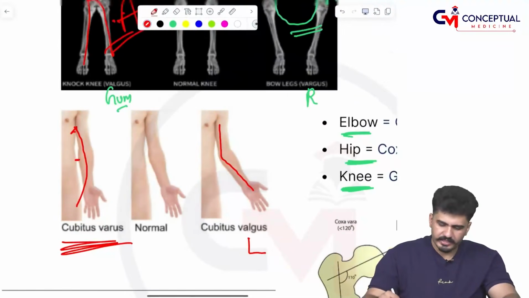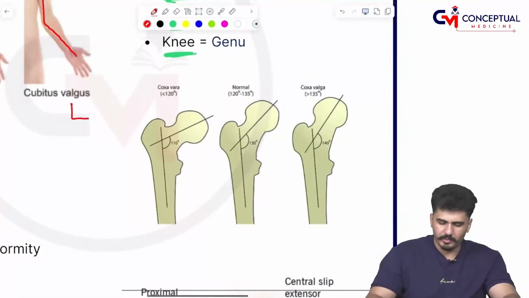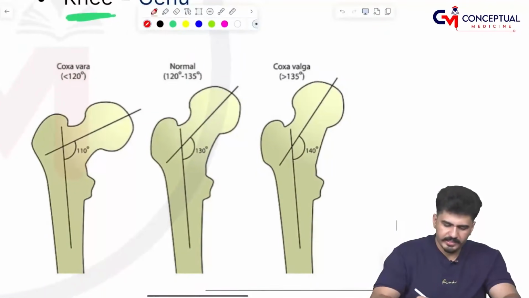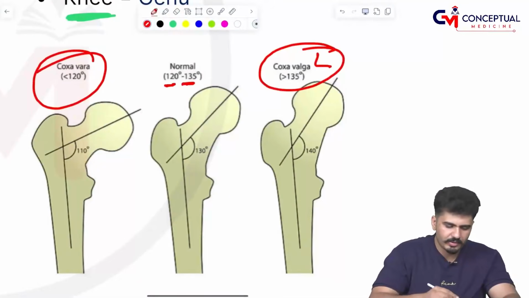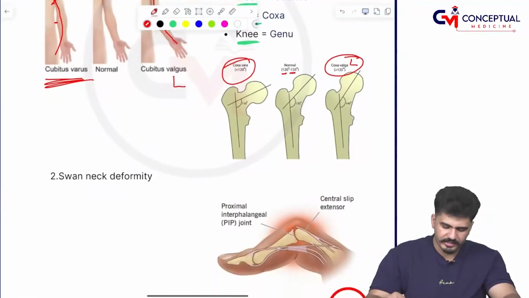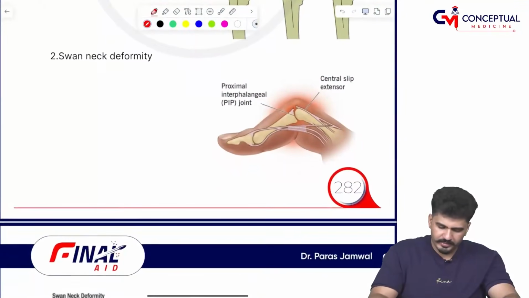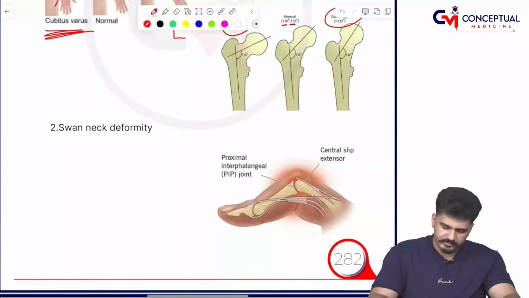Then coxa angle is also equally important. Normal coxa angle is 120 to 135. If it is a long, larger angle, it is coxa valga. Smaller angle, coxa vara. Now swan neck deformity versus Boutonniere deformity.